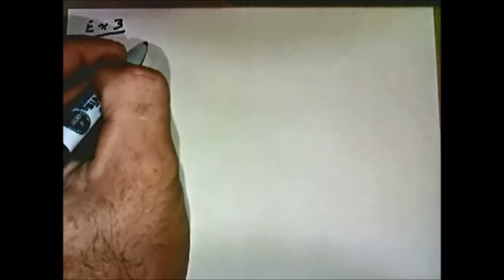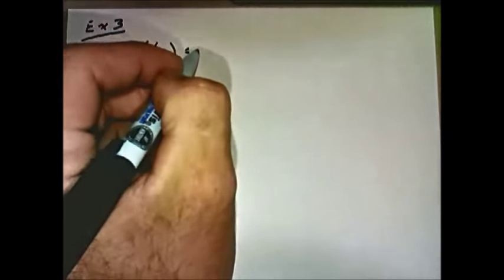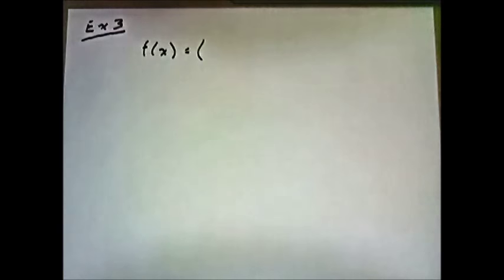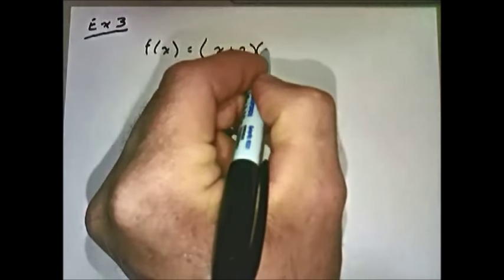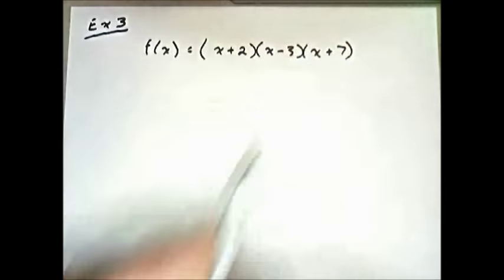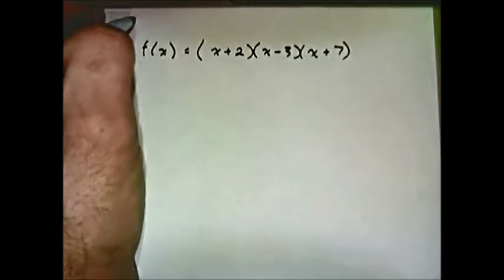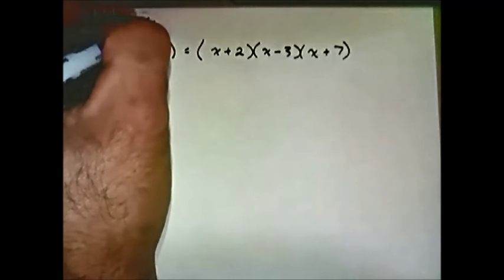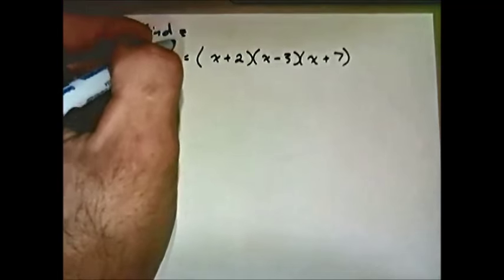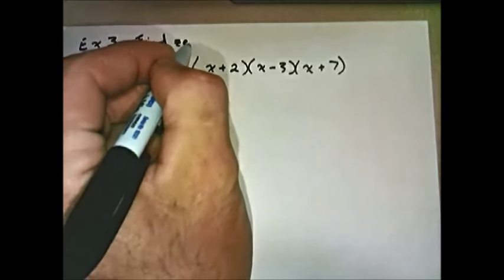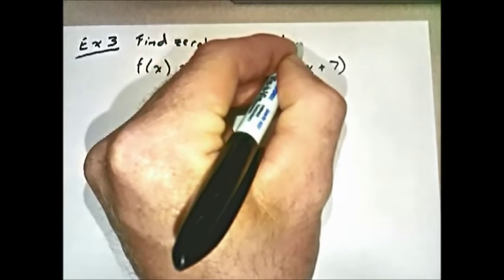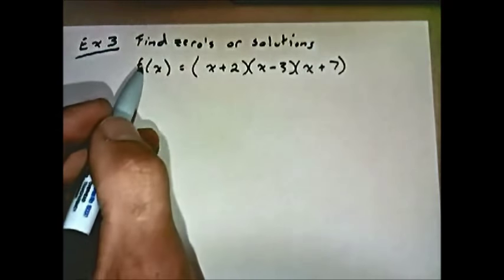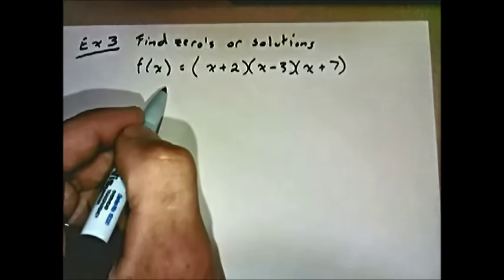So if I give you a function f of x equal, and let's give it to you in the factored form at this point. So let's give you x plus 2 times x minus 3 times x plus 7. If I ask you to find the zeros or solutions to this, we would replace your f of x with a 0.